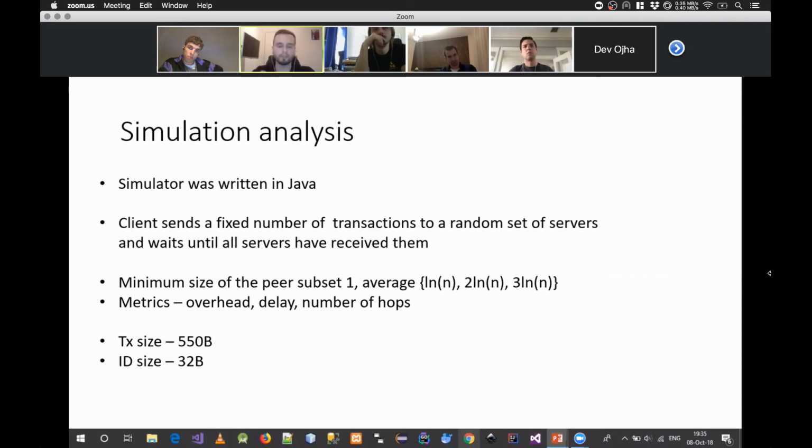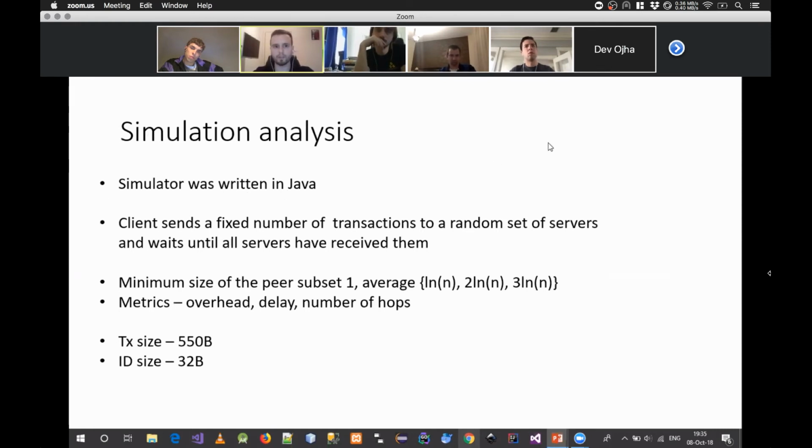The simulator was written in Java, and it simulates a client-server architecture where a client sends a fixed number of transactions to a set of randomly selected servers and waits until all the servers have received all the transactions. So it should be observed that it isn't important that we only have one client, because the focus of this simulation was gossiping data and not the number of clients. So we have a client-server architecture where a client sends a fixed number of transactions into the network and waits until all of those transactions have been received by all of the servers. This is how a single simulation is performed.